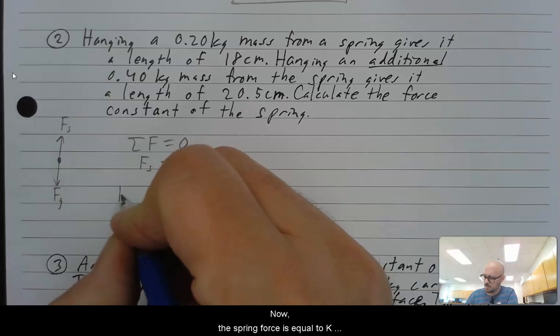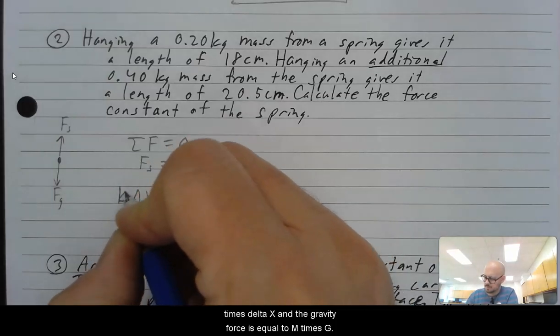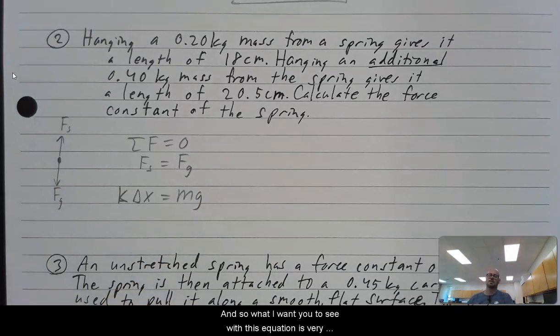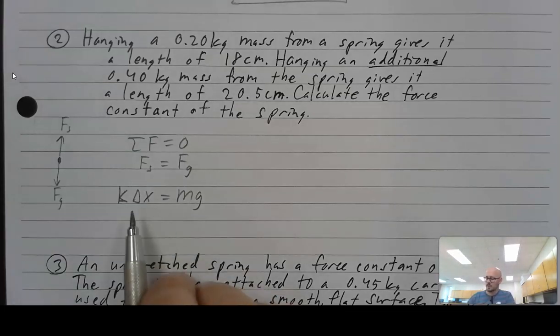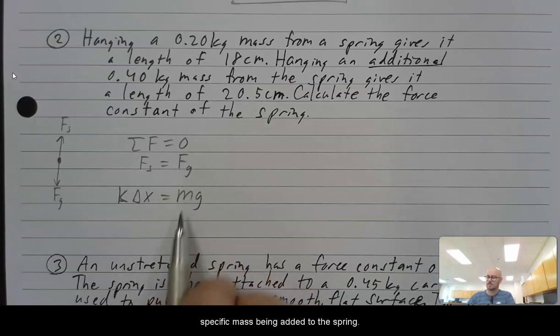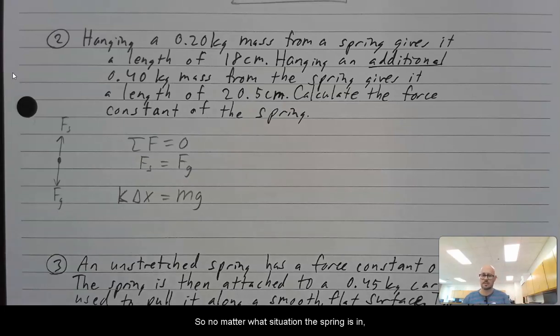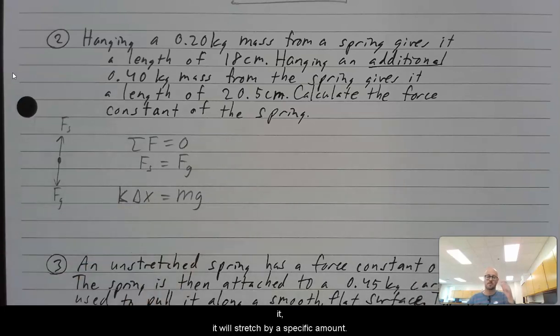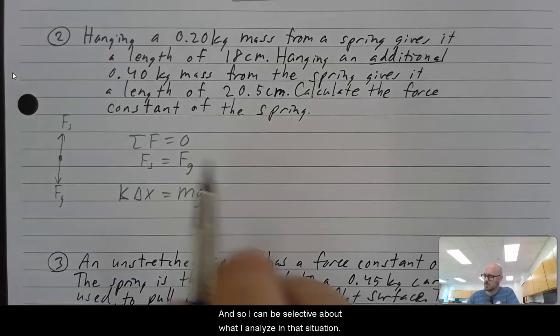Now, the spring force is equal to K times delta X, and the gravity force is equal to M times G. And so what I want you to see with this equation is very much the same as the last one. There is a specific amount of stretch now associated with a specific mass being added to the spring. So no matter what situation the spring is in, initially, if you add a specific mass to it, it will stretch by a specific amount. In other words, those variables are proportional, and so I can be selective about what I analyze in that situation.